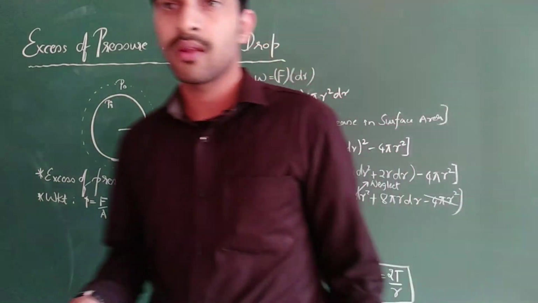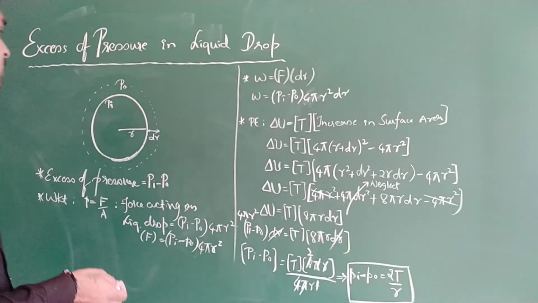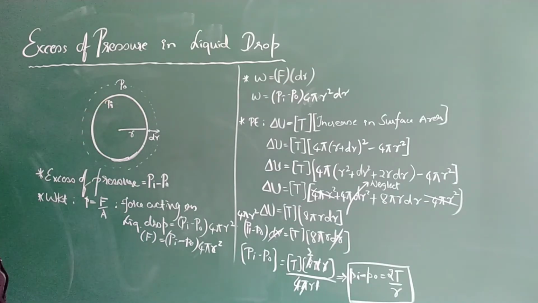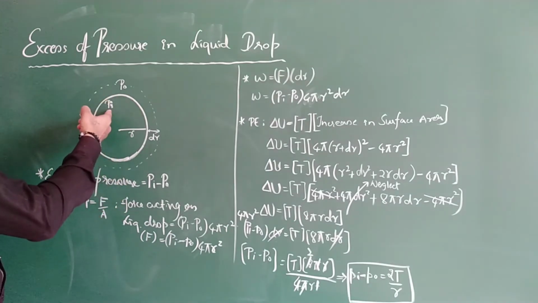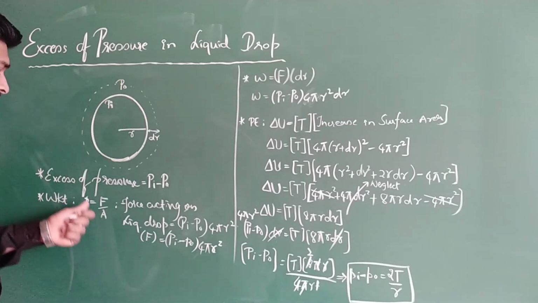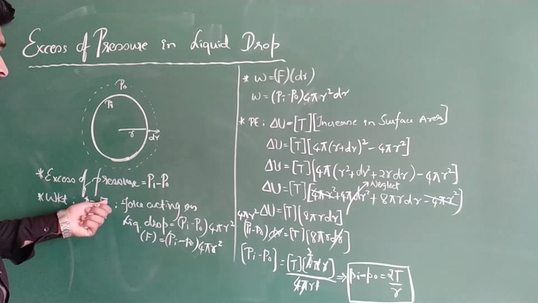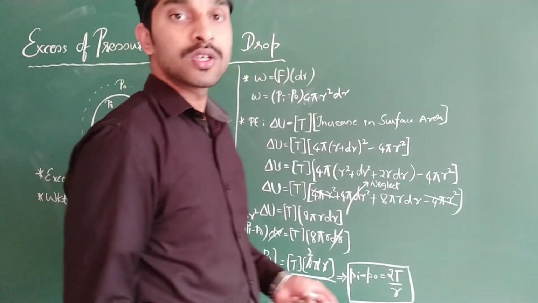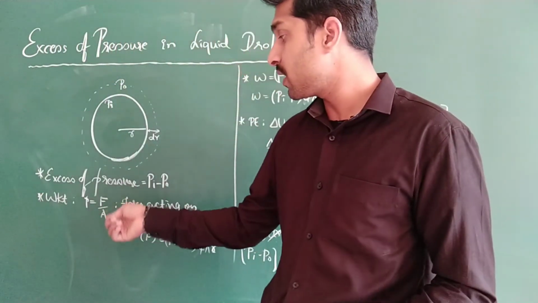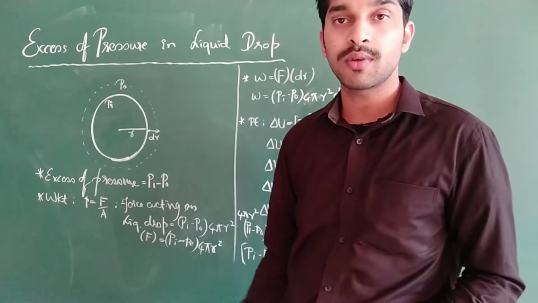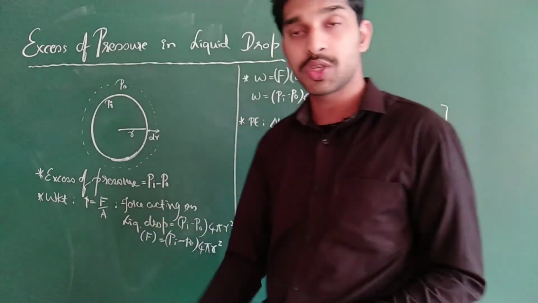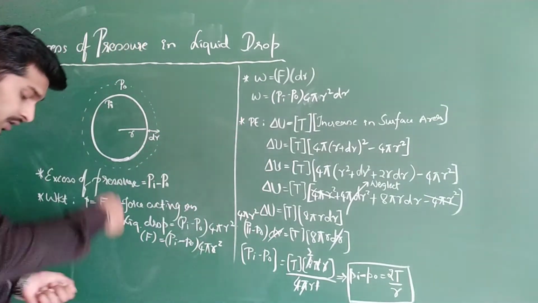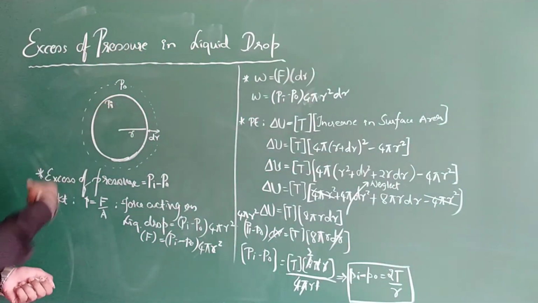So it is a simple derivation. First we are going to consider a liquid drop. Then we say that the pressure inside is Pi and outside is P naught. Clear? Next, we know that P is equal to F by A. From that, we calculate F is equal to P into A, where P is nothing but the excess of pressure. Substitute the excess of pressure as well as the A value, which is nothing but the surface area of this sphere.